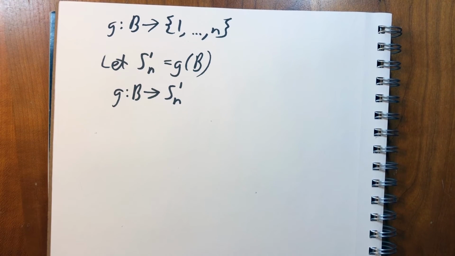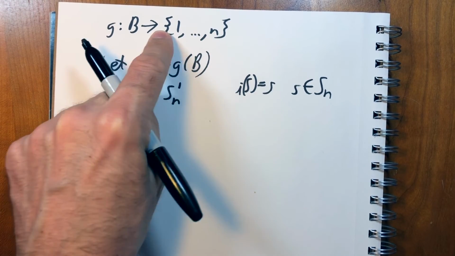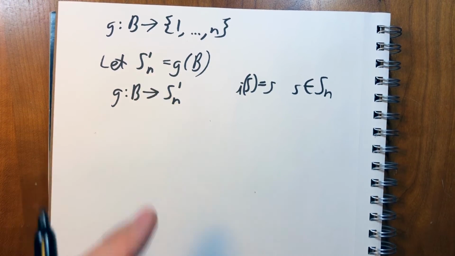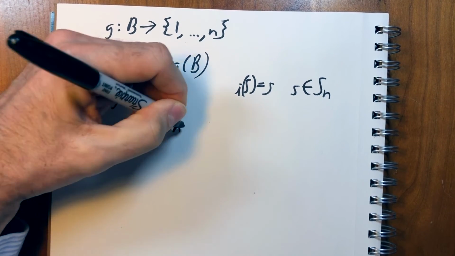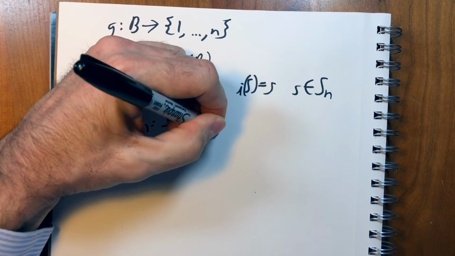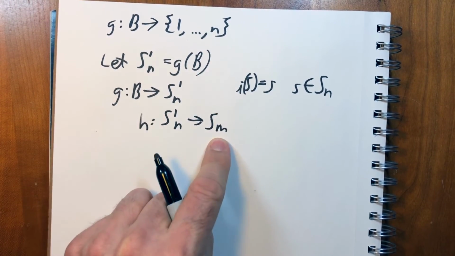Now, Sn is obviously finite, and the preceding corollary told us that the subset of a finite set is also finite. So this is a subset of this, so Sn prime has to also be finite. So the fact that it's finite means that there is a bijection from the set to some section of positive integers.